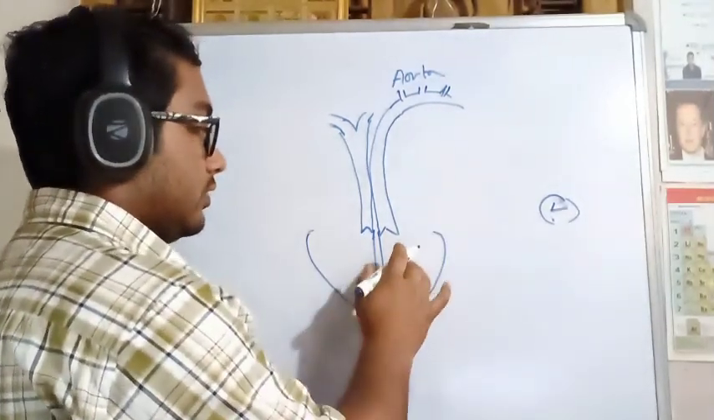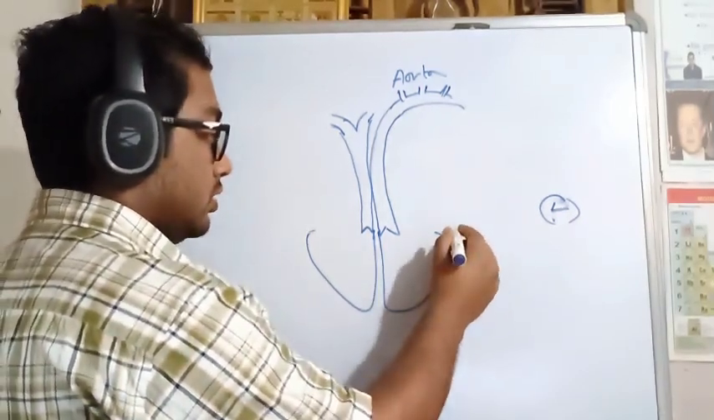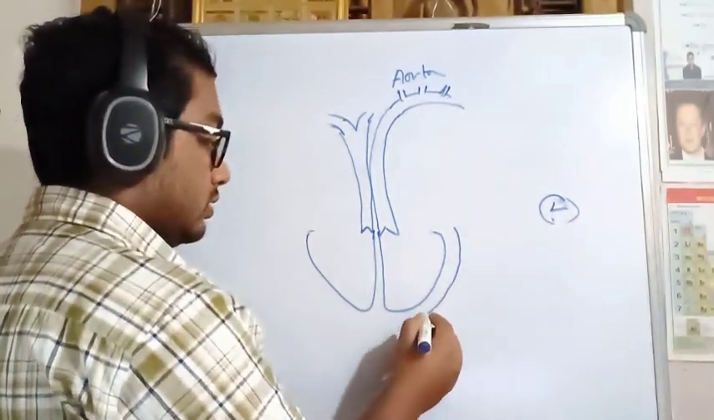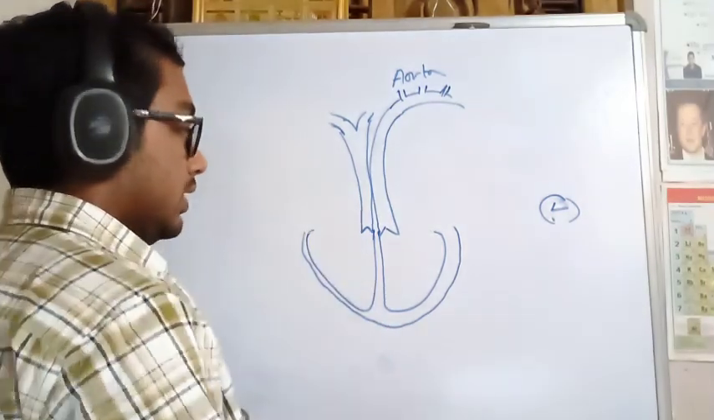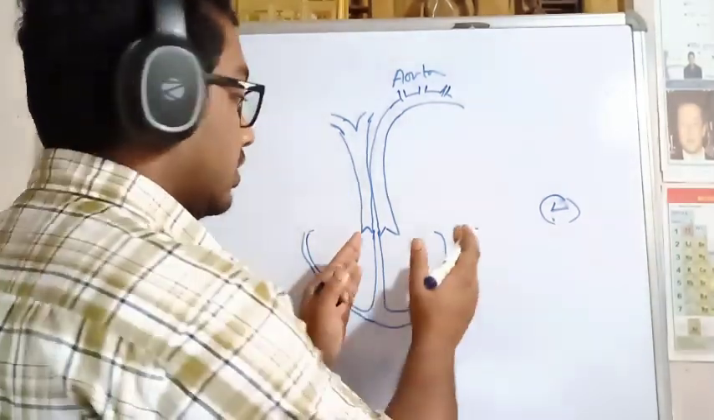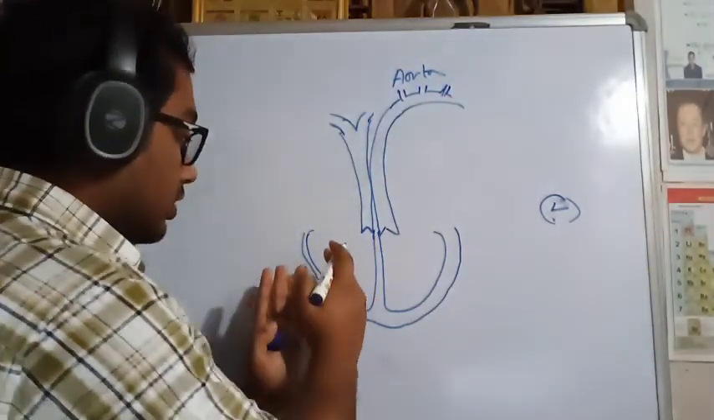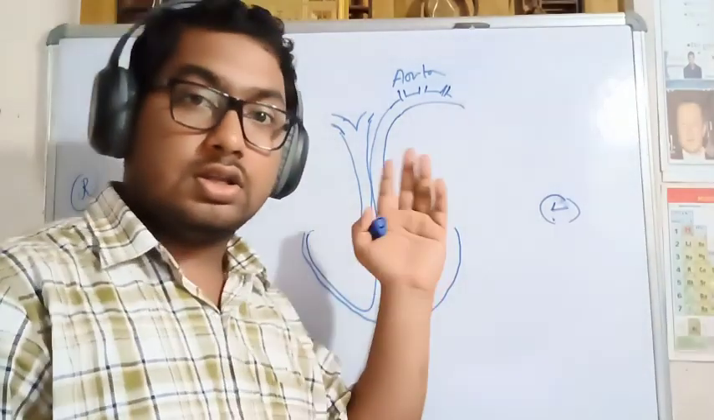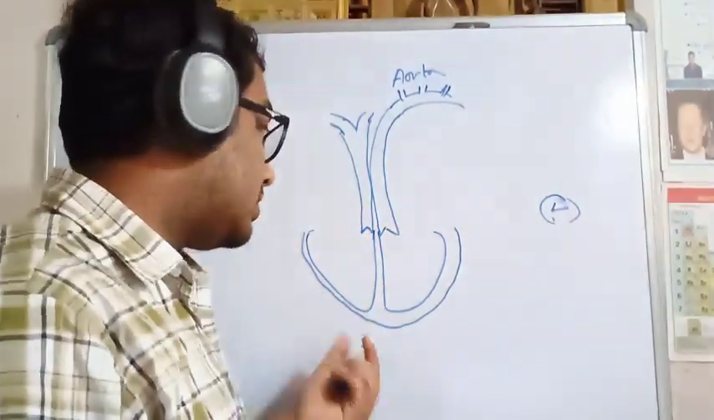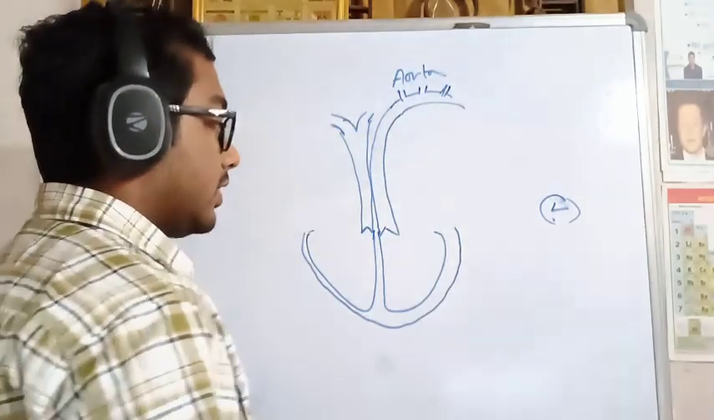The left ventricle's wall is much thicker because it pumps the blood to all of the body. The right ventricle is less thick because it pumps the blood only to the lungs. That's why it's less thick, and the left is more thick because it pumps all over the body.